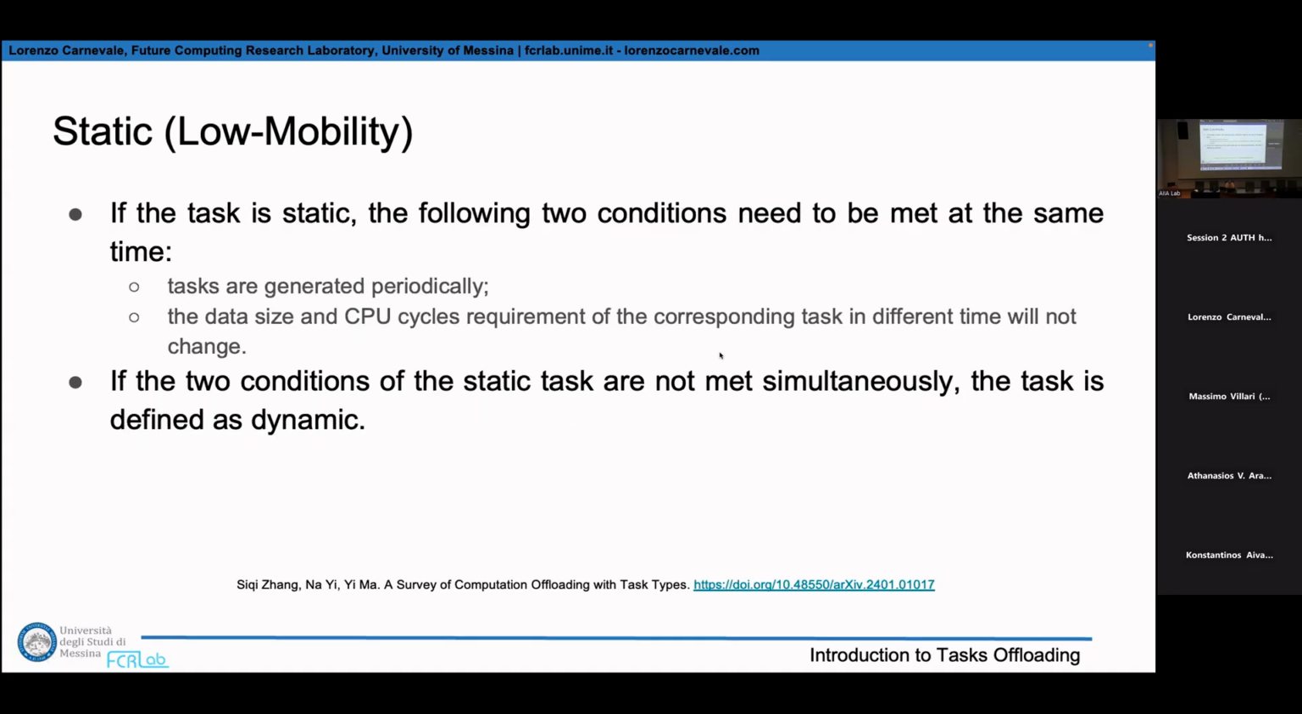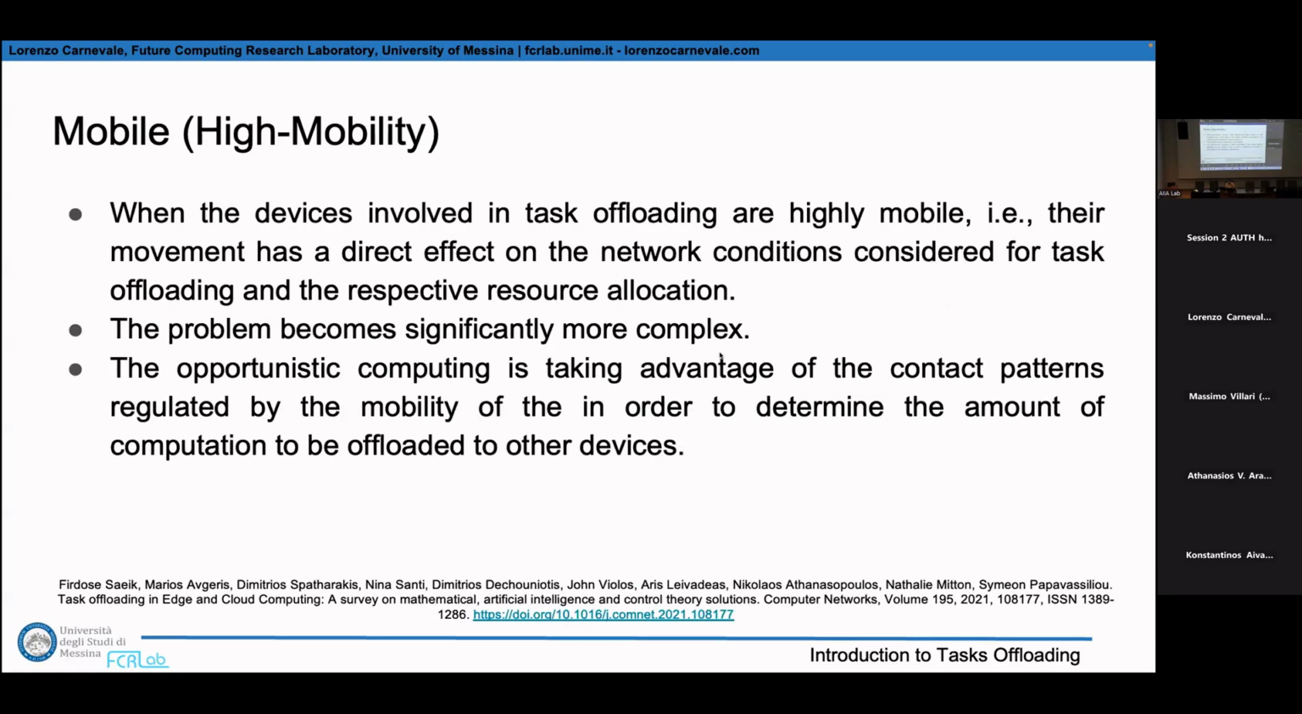If the task is static, typically we have two conditions that need to be met at the same time. One is that the tasks are generated periodically, and the other is that the data size and the CPU cycles requirement of the corresponding tasks at different times will not change. If these two conditions are not met simultaneously, then we say that the task is dynamic, so the task is not static.